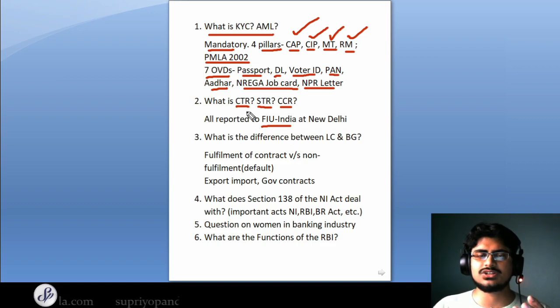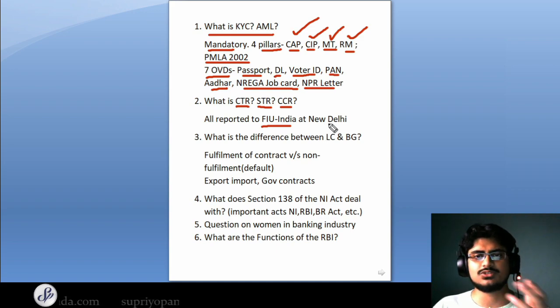So a cash transaction report must be sent by a bank when there is any transaction in cash which has a value of rupees 10 lakh or more. A suspicious transaction report is for whenever a suspicious activity is seen in an account which is normally operated without any kind of issues. And CCR is for counterfeit currencies. So if any kind of counterfeit currency is detected by the bank, it must immediately be reported to FIU so that the government can make a note of it.